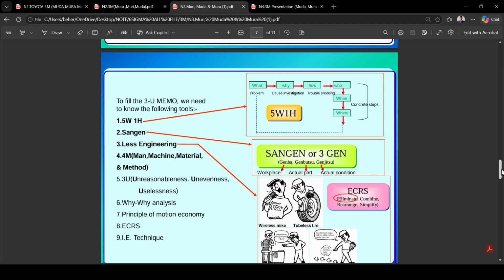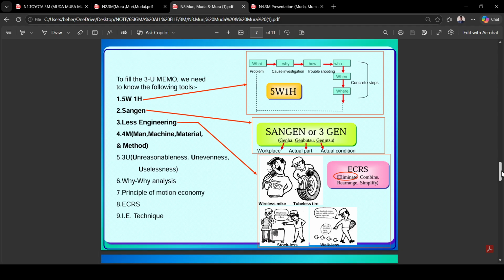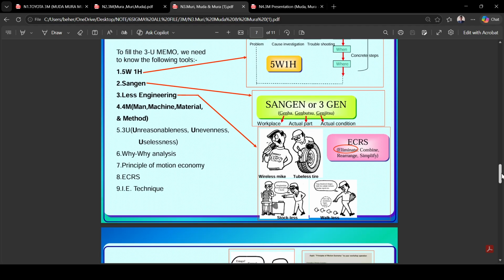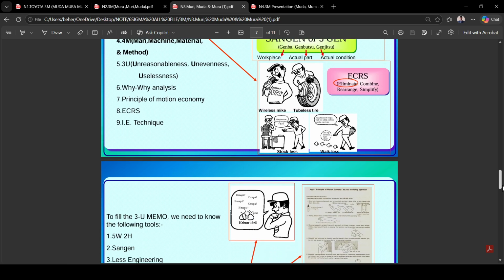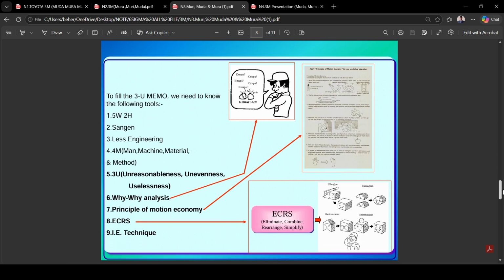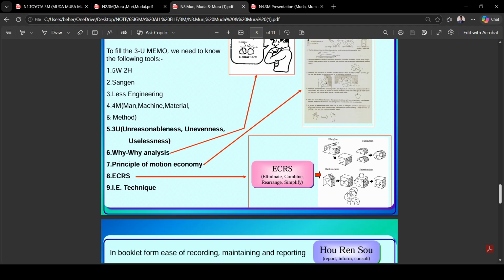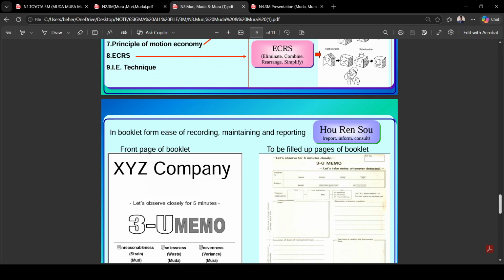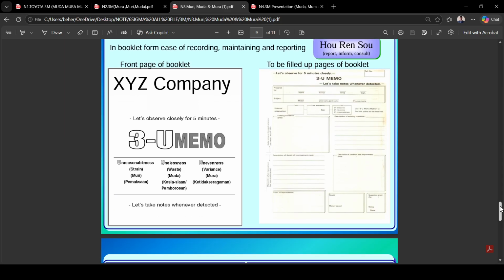And then the sixth one is 5 Why analysis. So the principle of motion economy, it means ECRS. And then the ninth one is IE techniques. The 3 memo we need to know. The booklet will provide that, everything is ready.